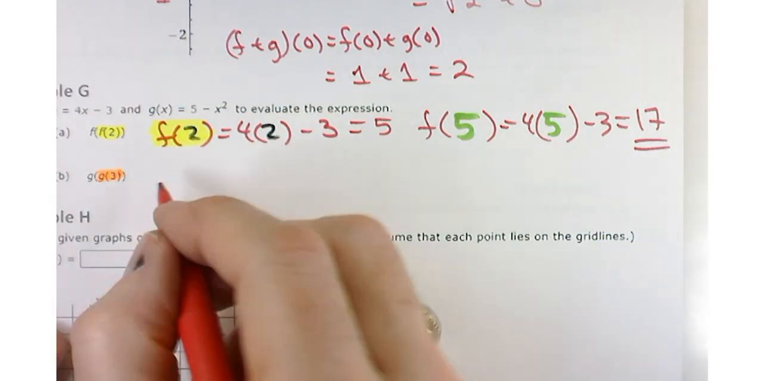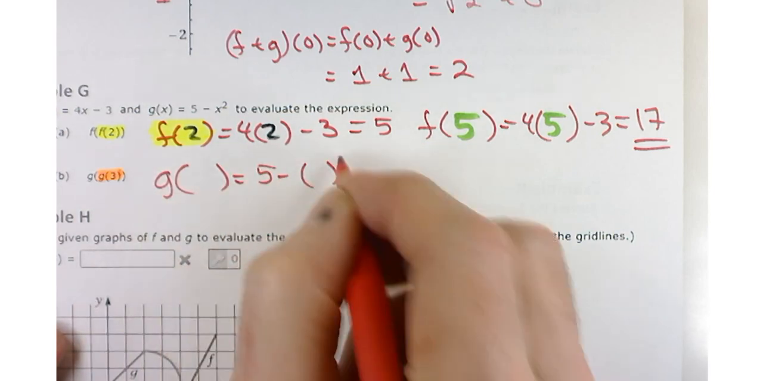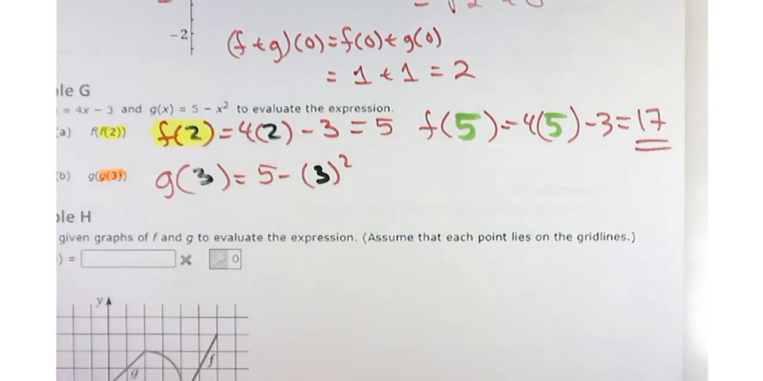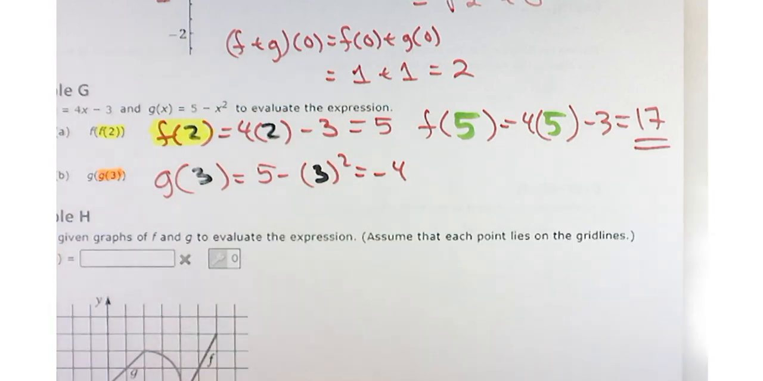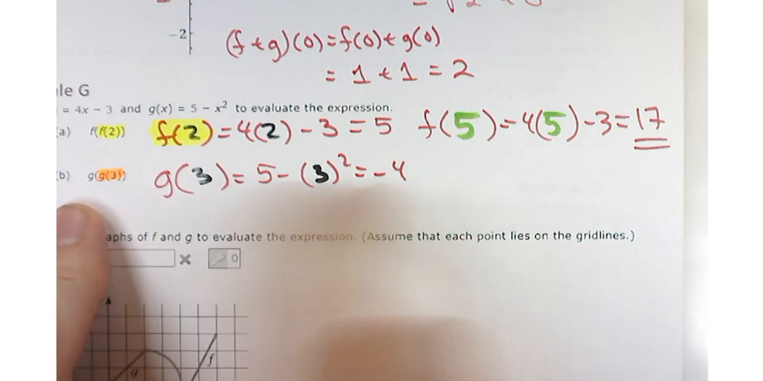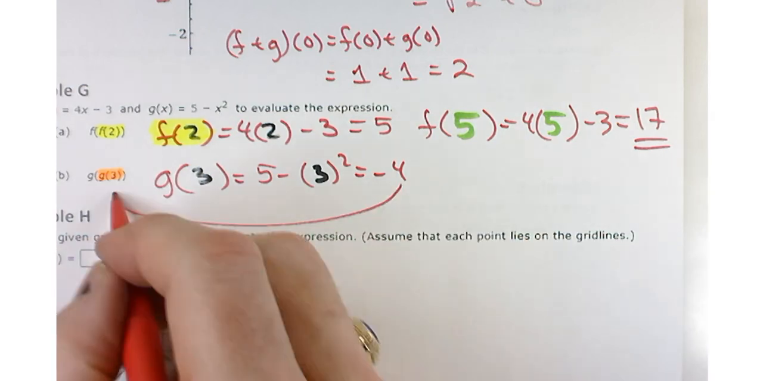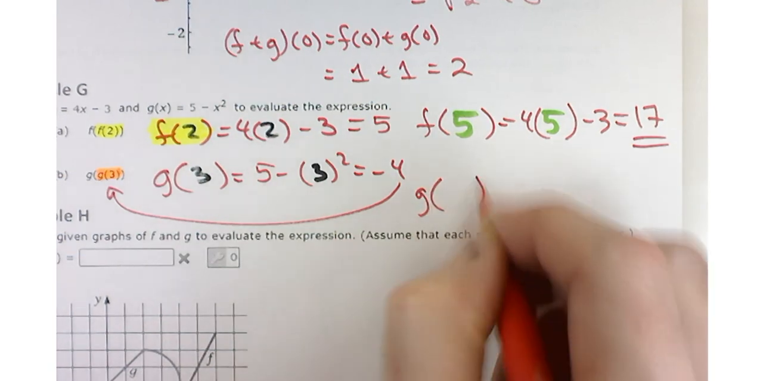Start from the inside out. You want g of 3. So g of 3, 5 minus 3 squared. 5 minus 9 is going to be negative 4. That's our g of 3. So, okay, let's calculate g of negative 4, because we're going to take that negative 4 and replace that g of 3. So I want g of negative 4.